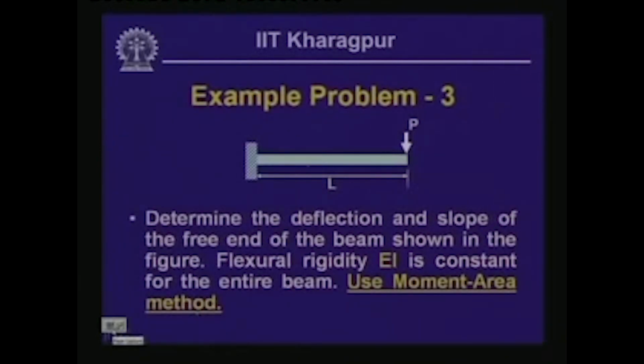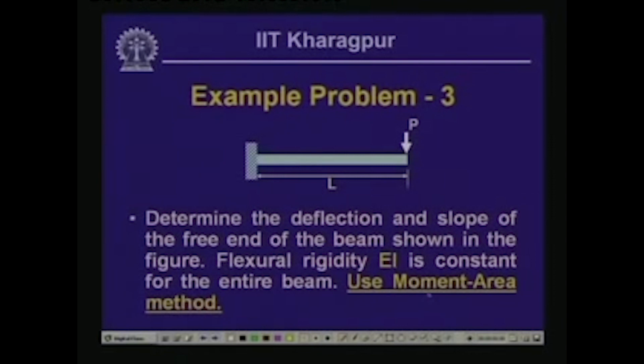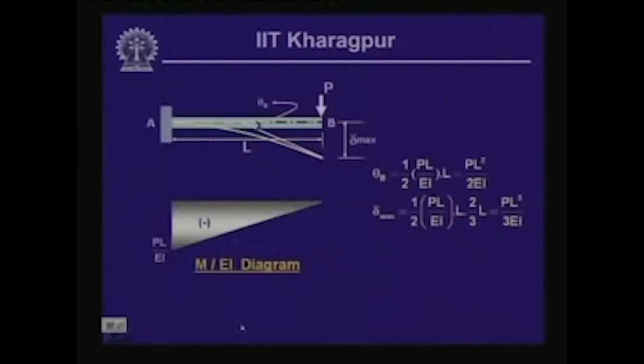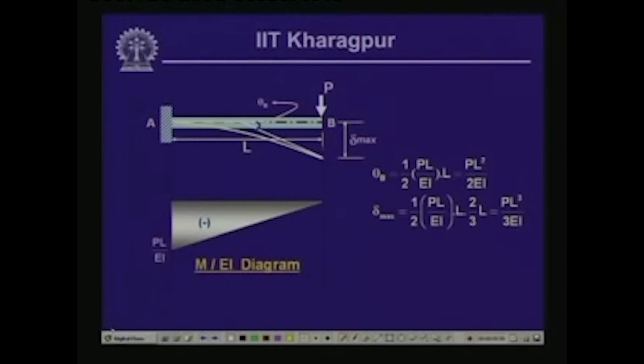Now, we have another example problem. Here we use the moment area method. In fact, this particular problem we have already solved to find out the slope and deflection of the free end. Now, we employ the moment area theorem so that we can compute the values and check whether they come out the same. When we like to find out the delta, the deformation, if we draw a tangent to the elastic curve at this point and drop a perpendicular, this is the distance which is delta max, which we call tB.